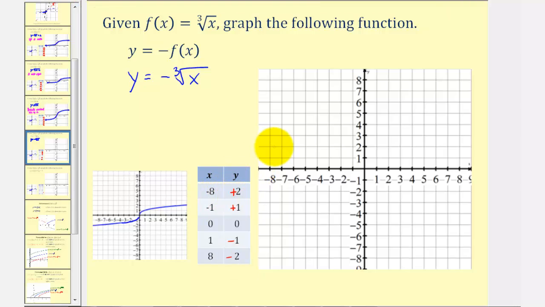So negative 8, positive 2, negative 1, comma 1, 0, 0, 1, negative 1, and 8, negative 2, which is here. So here's the graph of our transformed function. Because we changed the sign of the y coordinates, it had the effect of reflecting the basic cube root function across the x-axis. Notice here where the y coordinates were positive, they're now negative, and where they were negative, they're now positive.